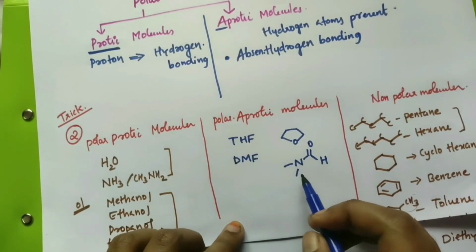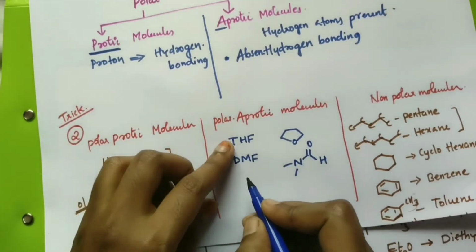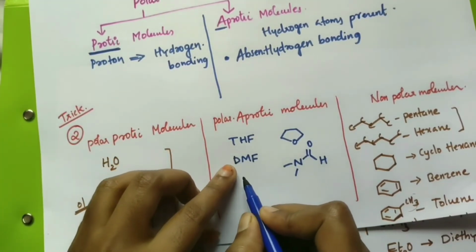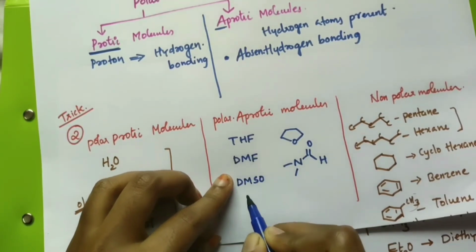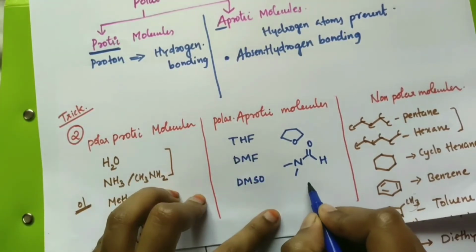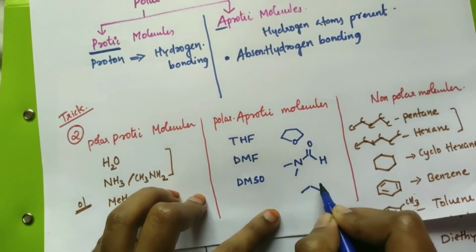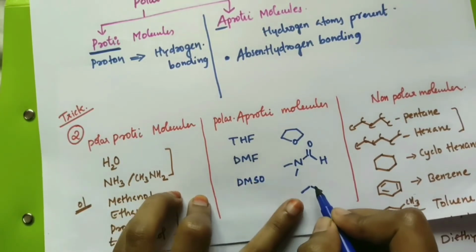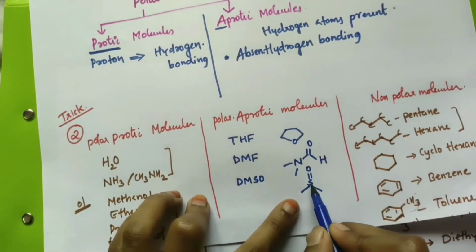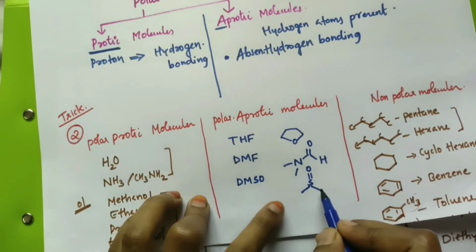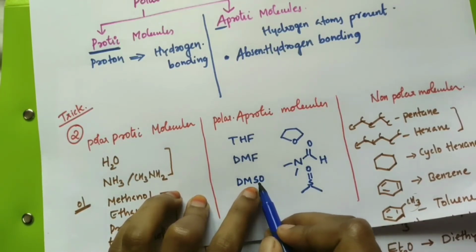These two are methyl. And now THF, DMF. Okay, and starting with DMSO. DMSO has a double bond O, and a sulfur attached to the double bond O. These two are methyl groups, which is dimethyl sulfoxide.